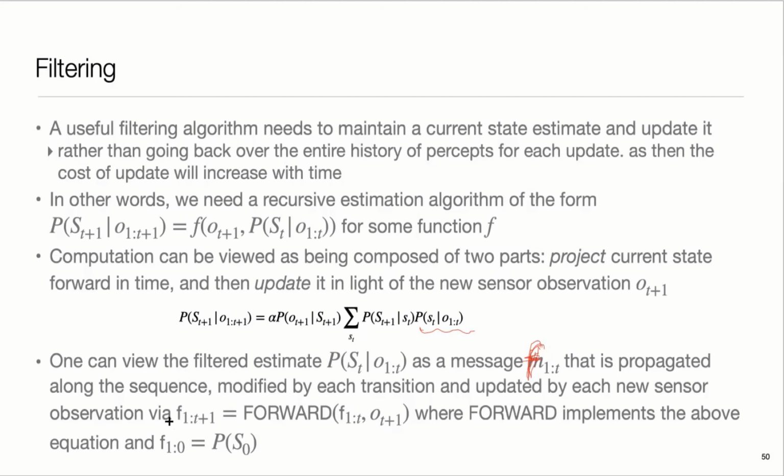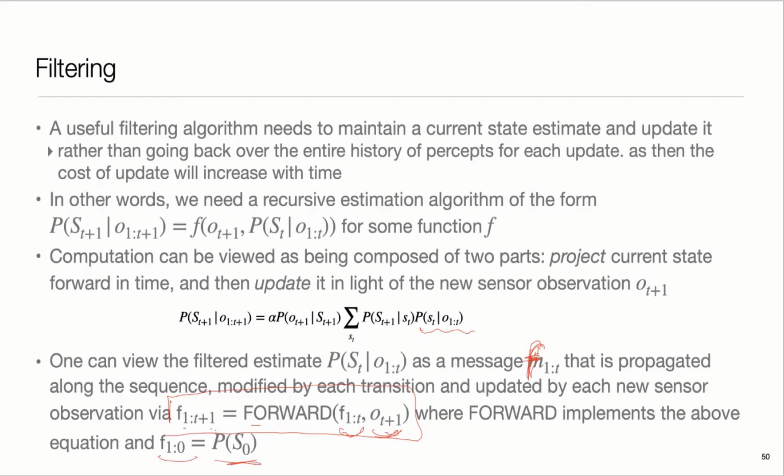So this recursion structure can be formally cast this way, that I'm carrying a message which corresponds to 1 through t plus 1, and that in turn is computed using the message at the preceding time step and the observation at t plus 1, and that becomes the message that I'm computing at t plus 1, and then I'm going to send it to t plus 2, and so on and so forth. And then we start out with f 1 colon 0 to be the initial probability.